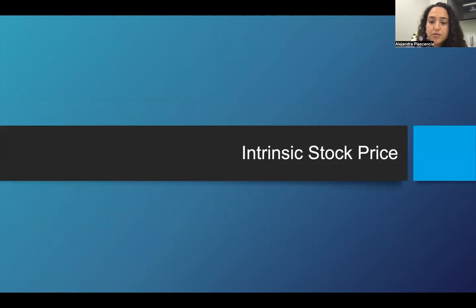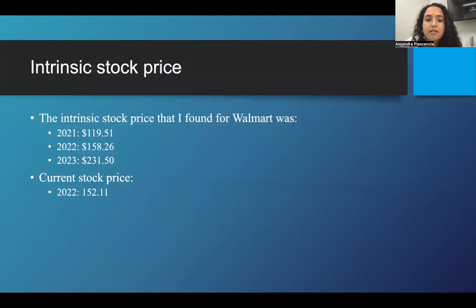Next, looking at the company's intrinsic stock price, the intrinsic stock price that I found for Walmart was in 2021, $119.51. In 2022, $158.26. And in 2023, $231.50. Now, the current stock price this year is $152.11. So if you look at the price this year to the one I have for 2022, it's pretty similar. It's around the same amount, just around $6 off.